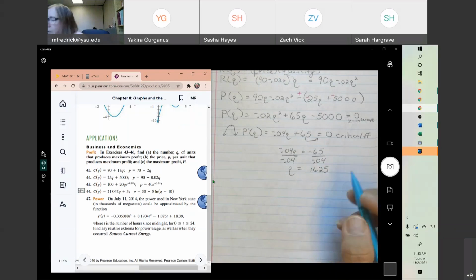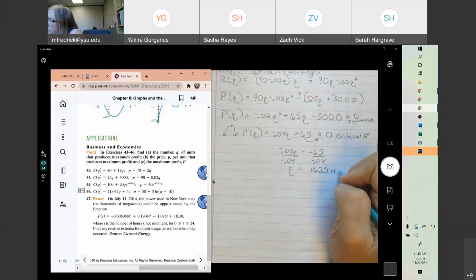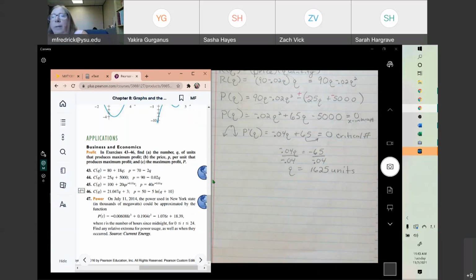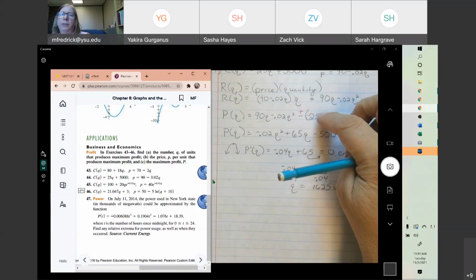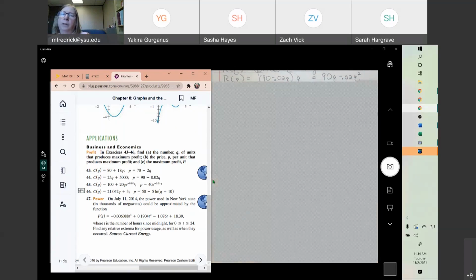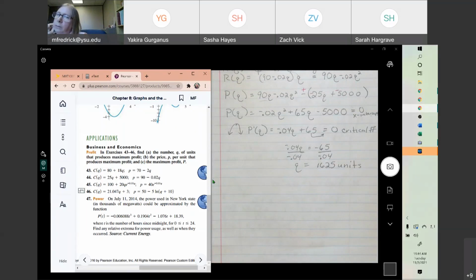So 1,625 units will maximize our profit. Any questions so far? And that's why I did a lot of these ones, setting them up earlier so that you'd be more comfortable when we added the calculus.